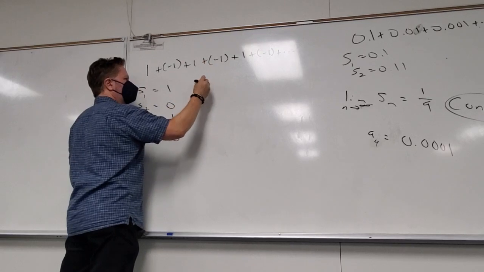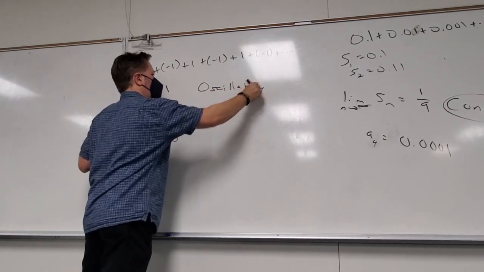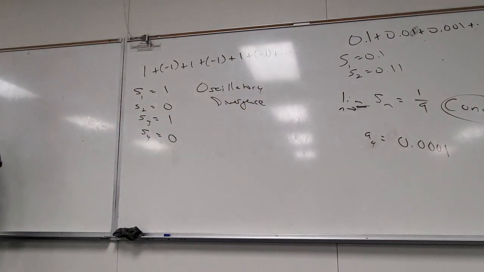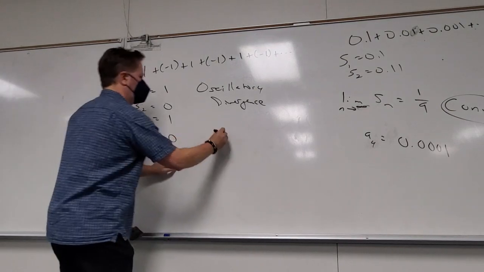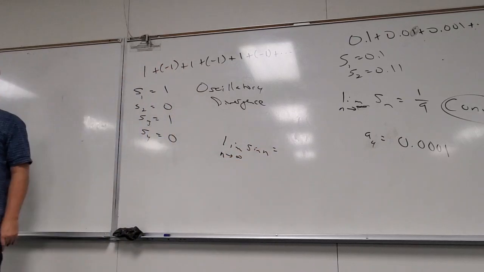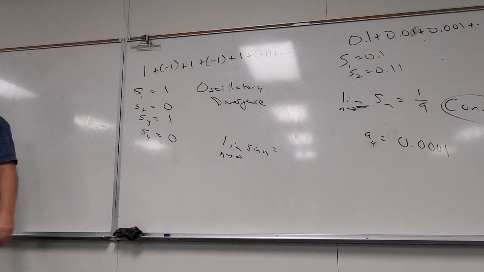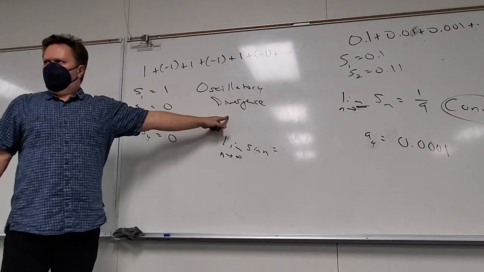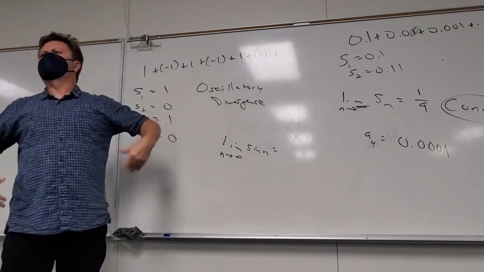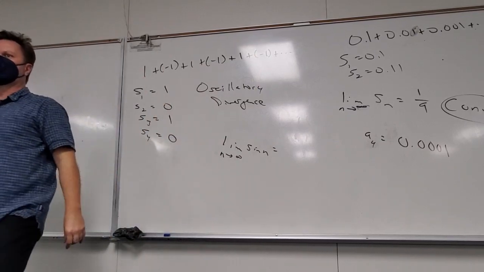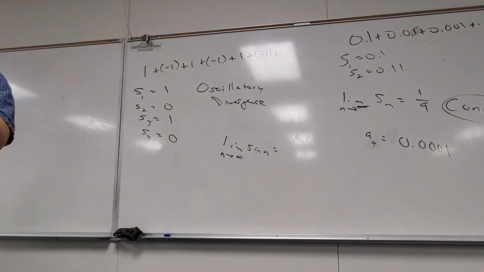What we call this divergence is, believe it or not, oscillatory divergence, because it oscillates. And we've seen that before. What's the limit as n goes to infinity of the sine of n? What does sine do forever? It oscillates. There's another example of oscillatory divergence. When we did Calc 1, we just didn't say the word divergent. We just said the limit does not exist.